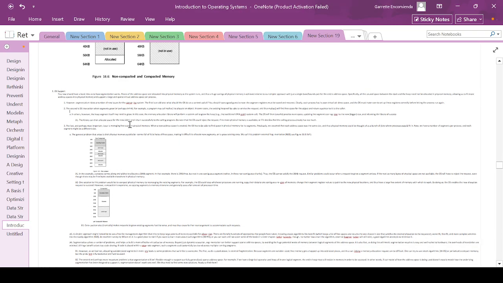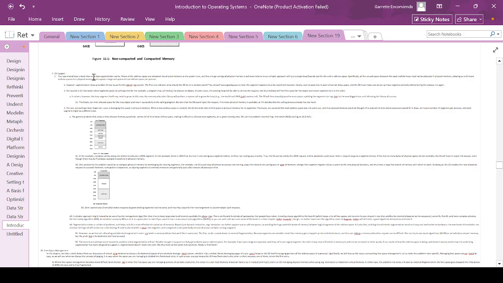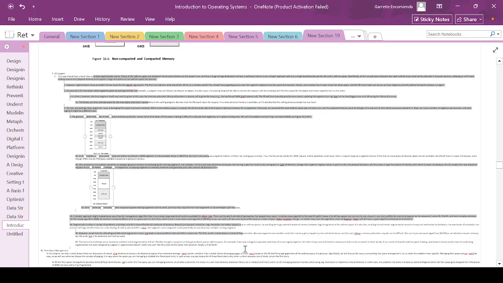So we should now have a basic idea as to how segmentation works. Pieces of the address space are relocated into physical memory as the system runs.